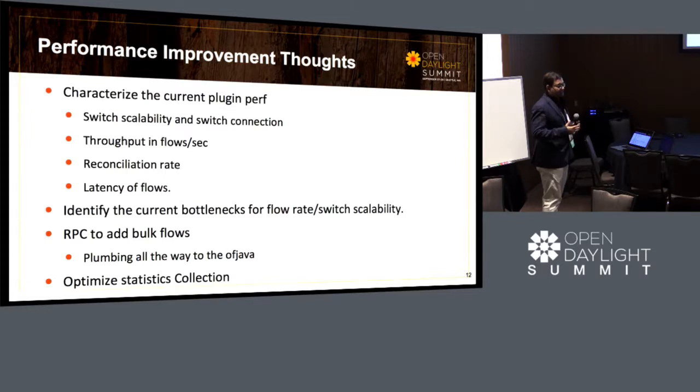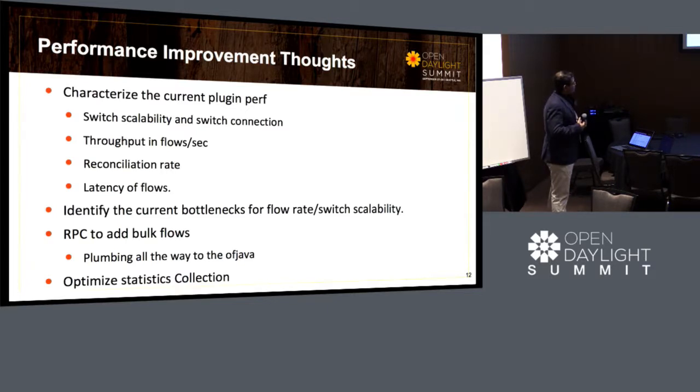The throughput in flows per second, so that's the provisioning rate. The reconciliation rate is something that came out of an interesting discussion with Anil and Louis: for suppose a million flows, how fast do we reconcile? Because that can be an interesting use case in case we have traffic flowing on the switches, so that we know how much traffic drop we allow, or how fast we can reconcile, and how much time it takes to provision flows. So those are the things we're planning to characterize in the current plugin performance, and then have a discussion on where we want to go, and find out the bottlenecks and fix them.